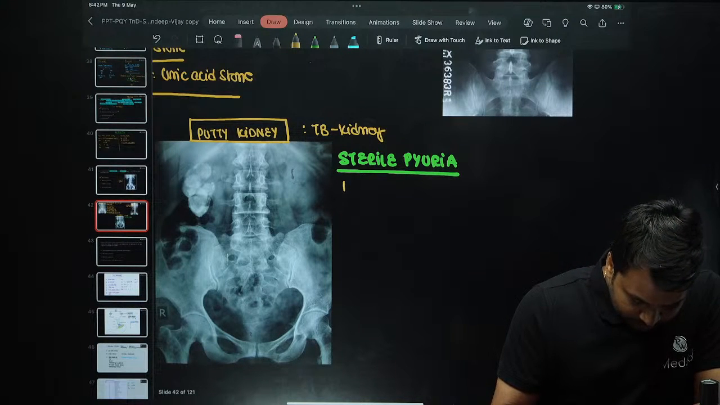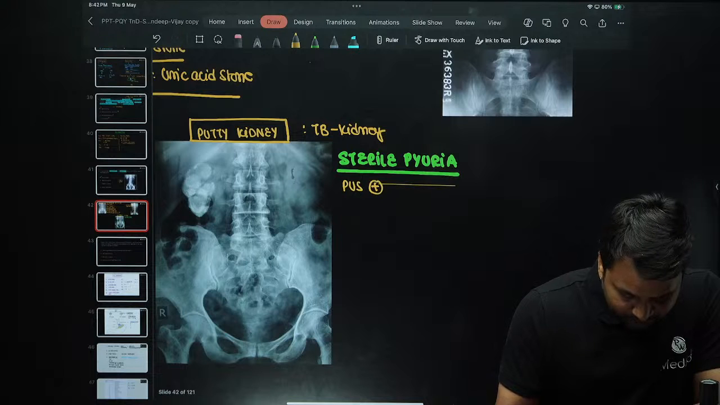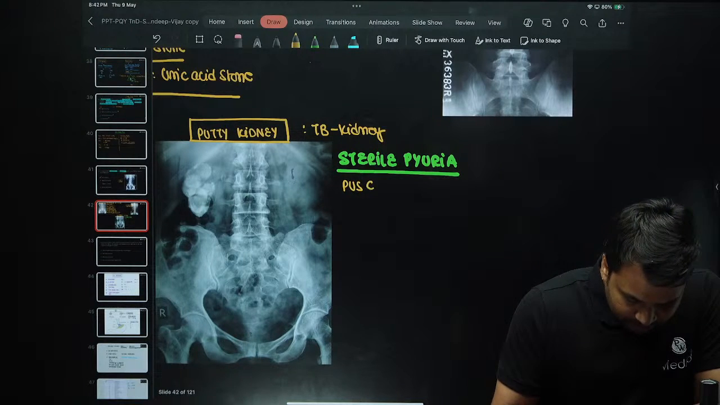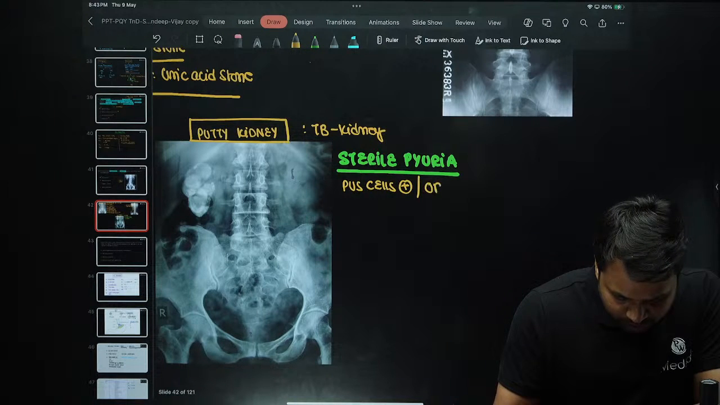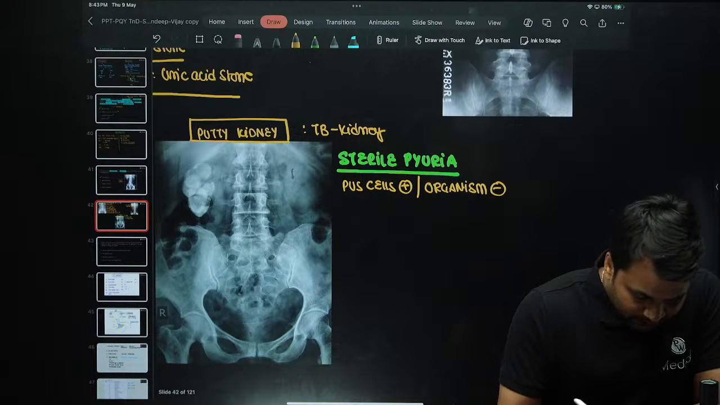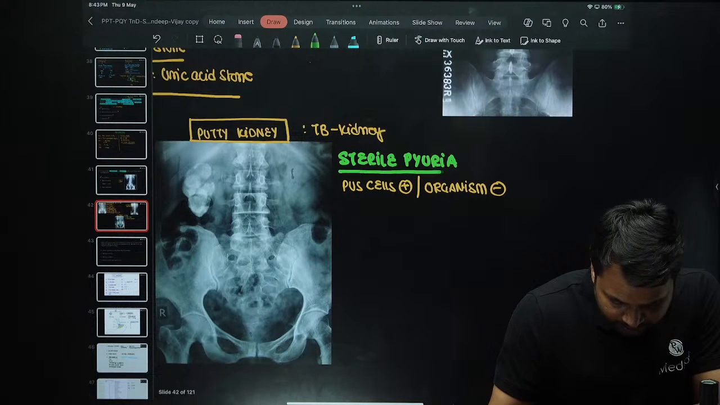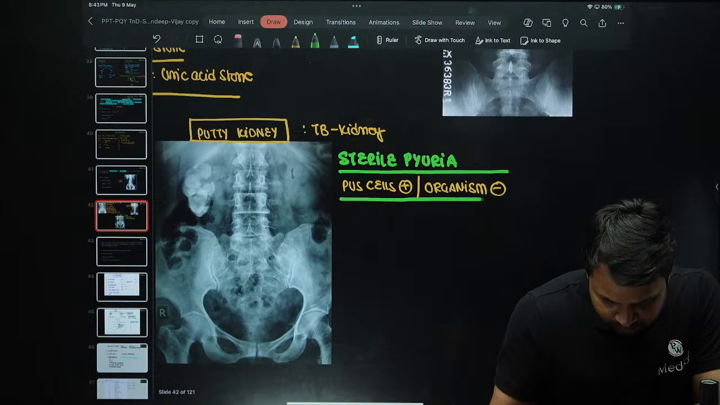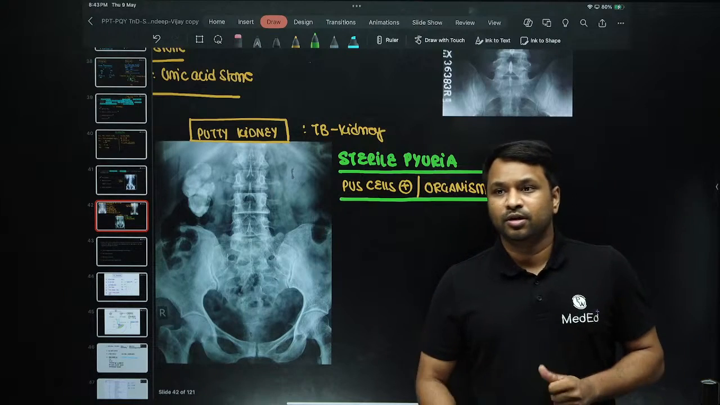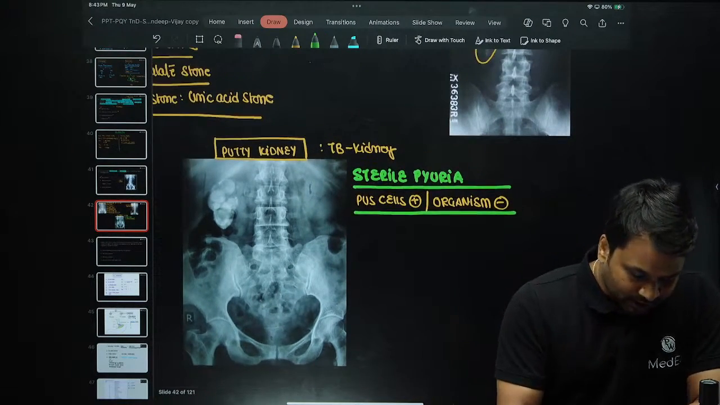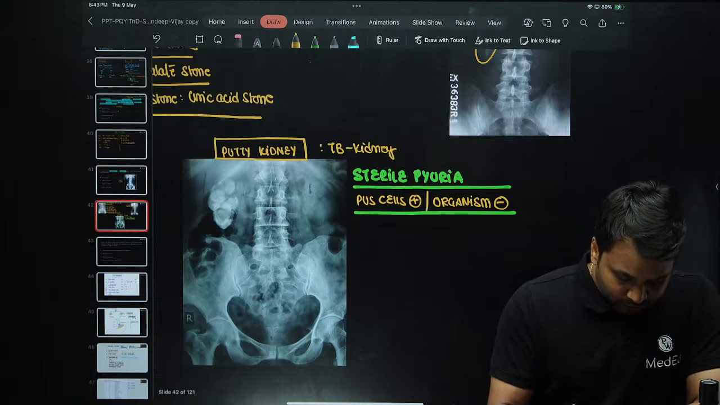Here you will say, when you see the microbiology, there will be presence of pus cells. You will see the pus cells are present, but you will notice the organism is going to be absent. The pus cells are present and the organisms are absent. Okay. So, what are the other conditions in which you will see sterile pyuria?